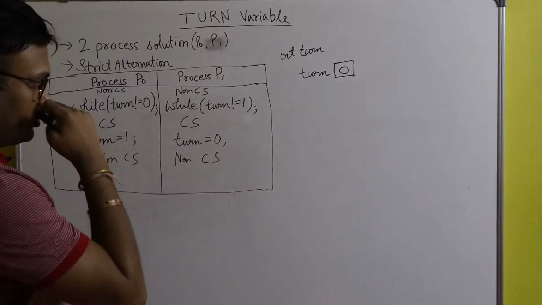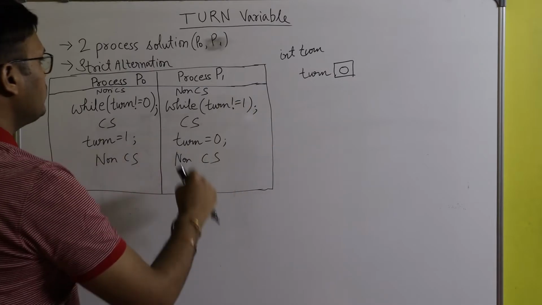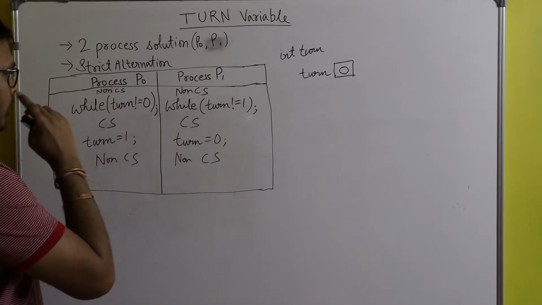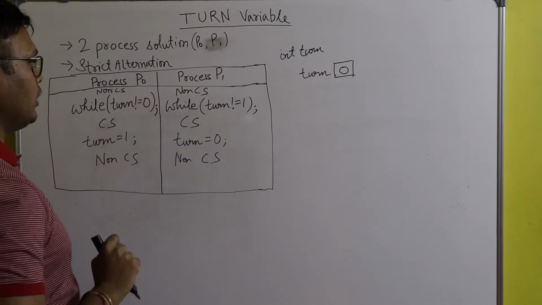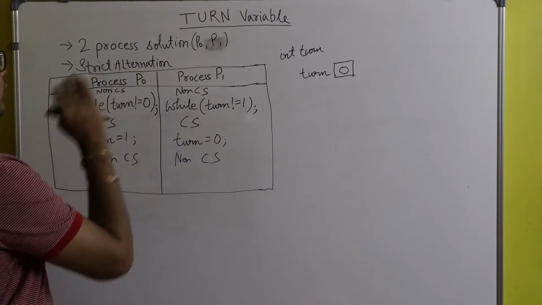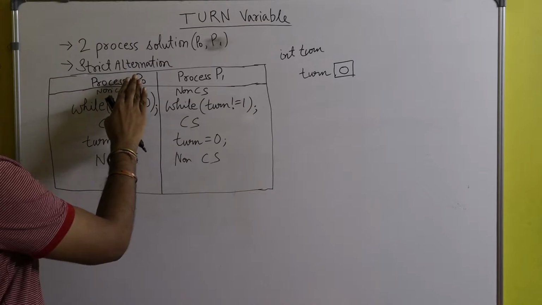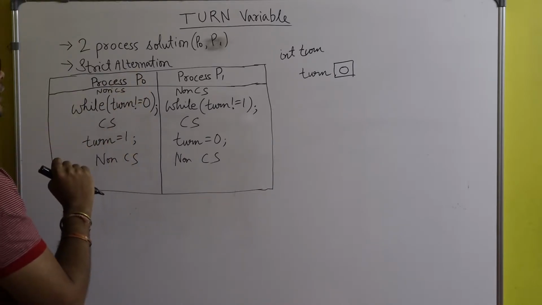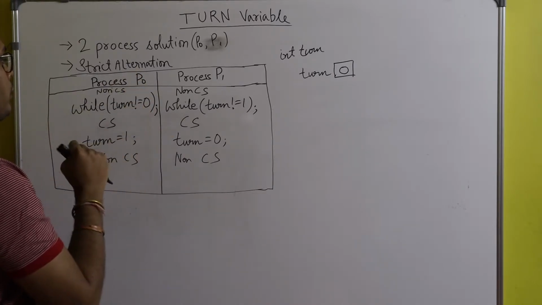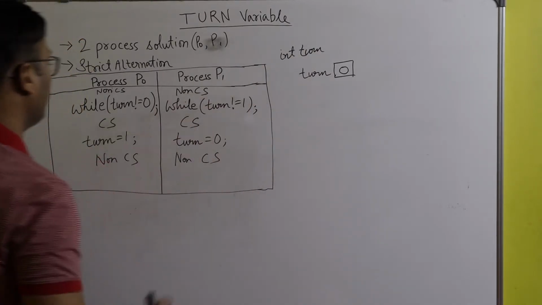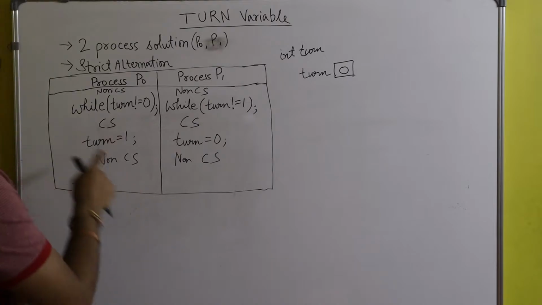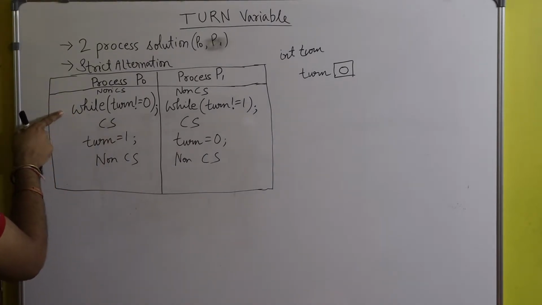Now suppose both these processes want to enter into the critical section. Suppose P0 starts first. Suppose the CPU is given to P0, so P0 will try to enter into the critical section. Let's see whether P0 succeeds or not. You see here turn is equal to 0. So now P0 will execute this entry section code.